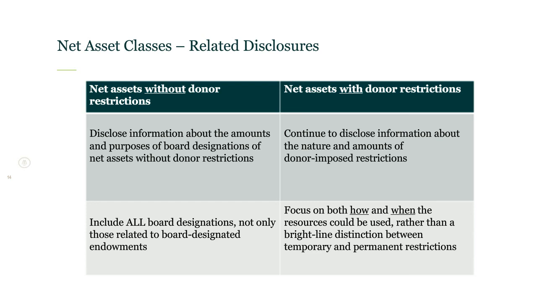For net assets with donor restrictions, you'll continue to disclose information about the nature and amounts of each of your donor-imposed restrictions, with a focus on both how and when those resources could be used, rather than as you do now with a bright line distinction between temporary and permanent restrictions.